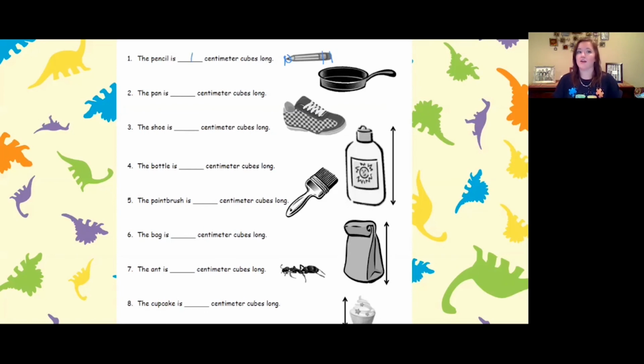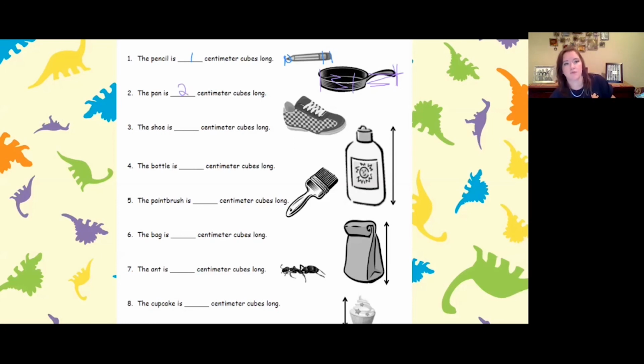There we go. All right, let's move on. I'm going to change the color of my marker, make it more fun. So the pan is blank centimeter cubes long. So we need our endpoints. One there, one there. So I'm going to hold mine up. One right here. Oh my gosh, and that worked out perfectly. So I have space right here, and how many do I have? 2. Nice job.